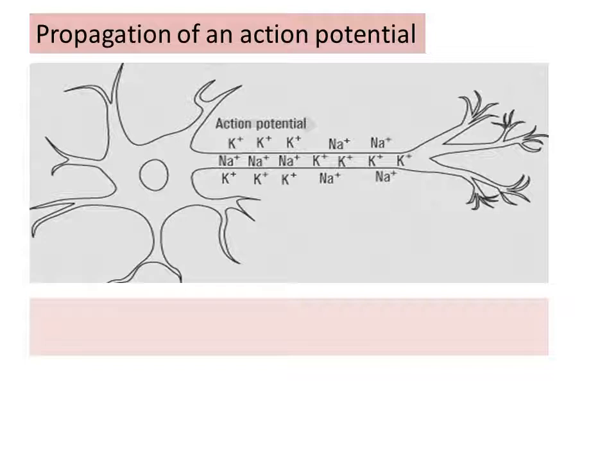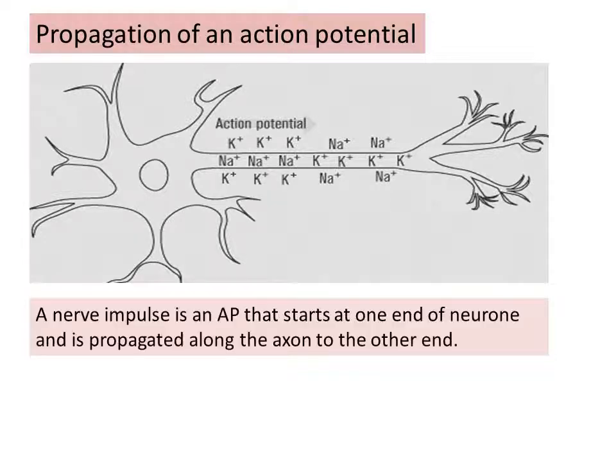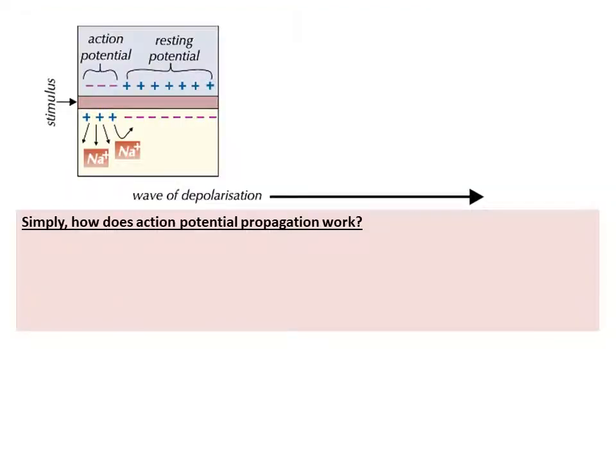Now this brings us on to this idea of propagation of an action potential, the idea that we can make this nerve impulse travel from one end of the axon to the other. So how does the way that the ions move ensure that the action potential is going to move along the axon? The first thing that happens in an action potential is that the sodium ions diffuse into the axon.